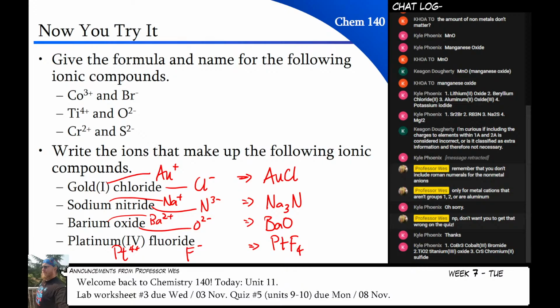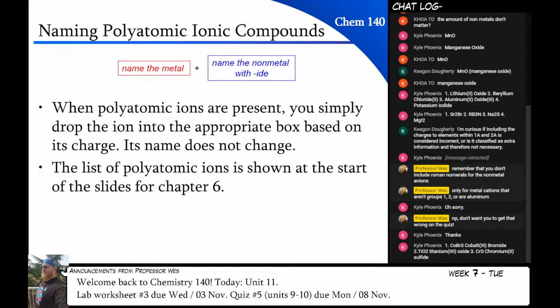All right. That's how you name ionic compounds, how you split names into ions, into formulas, and so on and so forth. So the last thing that we have to do for naming ionic compounds is we need to learn how to deal with polyatomic ionic compounds. And it turns out that if you see a polyatomic ion in your ionic compound, it's real easy to do the naming. You just take whatever name the ion has and replace whatever the box is with the name of the ion.